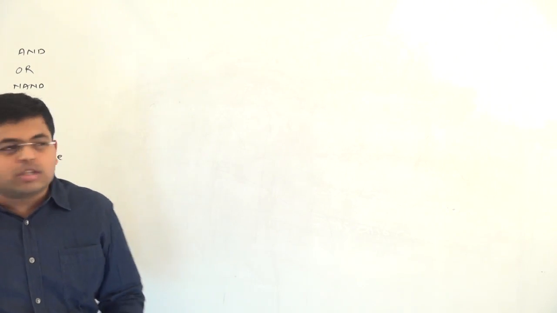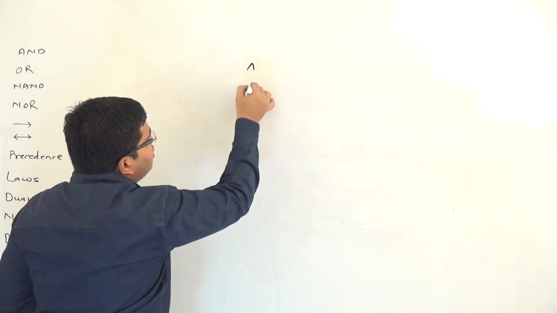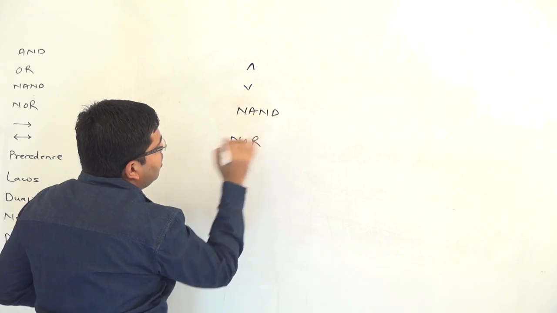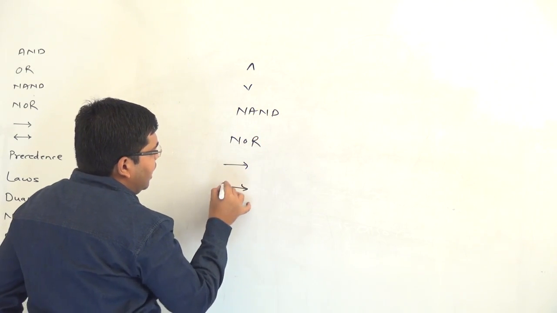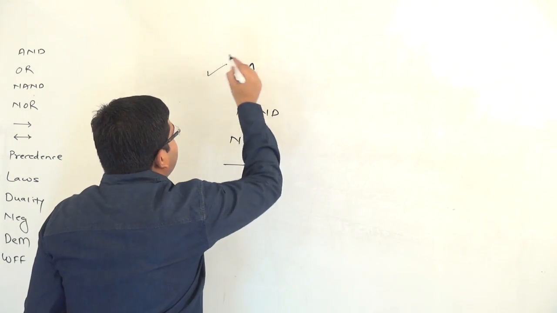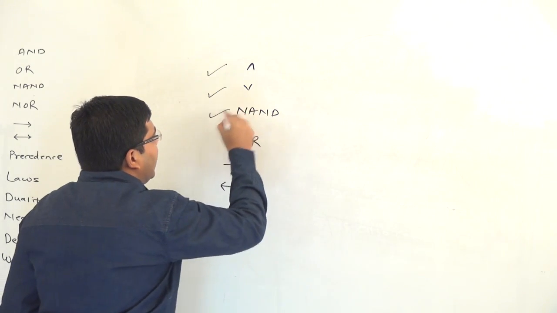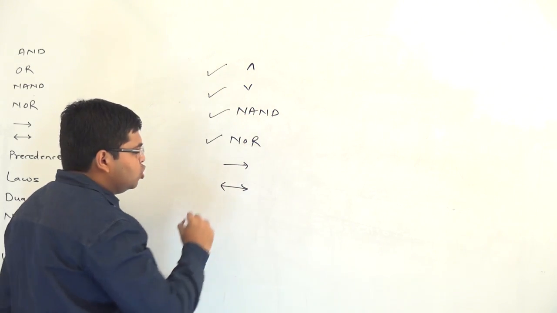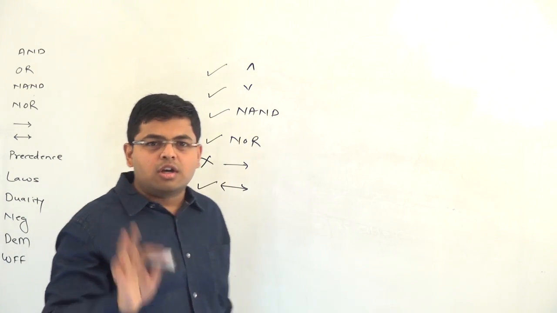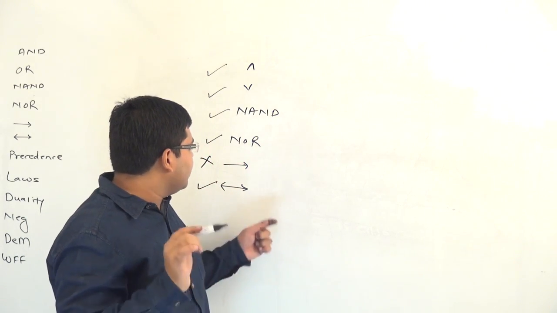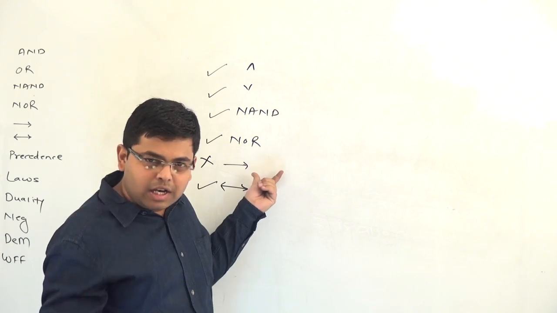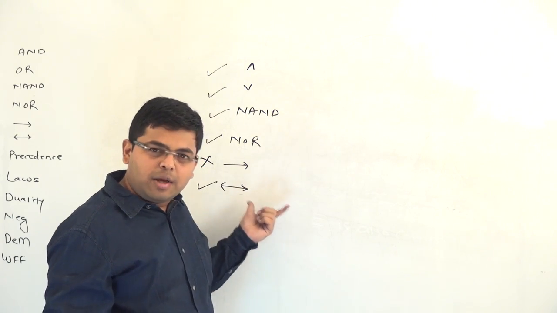okay, so what is the conclusion then? We have seen AND, OR, NAND, NOR, implication and double implication. As far as commutativity is concerned, AND is commutative, OR is commutative, NAND is commutative, NOR is commutative, double implication is also commutative, single implication is not commutative. Remember it very well. Commutativity, this property is not satisfied by single implication, but it is satisfied by double implication.